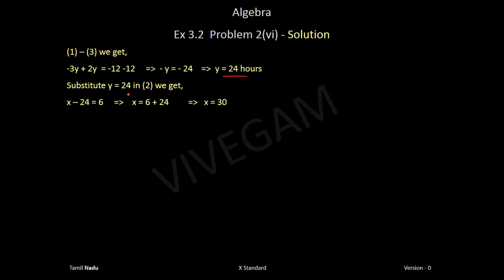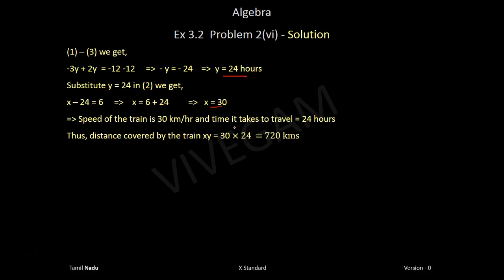Now substitute the value of y in equation 2. What is equation 2? x minus y equal to 6. So it is x minus 24, y is 24, equal to 6, or x is equal to 6 plus 24, or x equal to 30. So the average speed of the train is 30 kilometers per hour. Average speed is 30 kilometers per hour and the time taken is 24 hours. So what is the distance? Distance is 30 into 24, that is 720 kilometers.